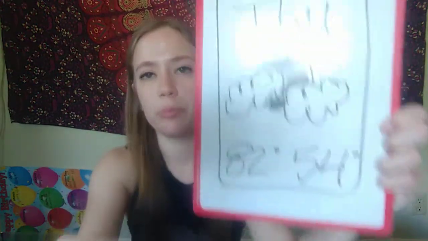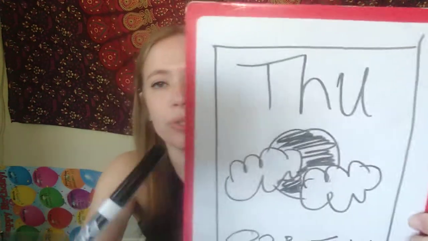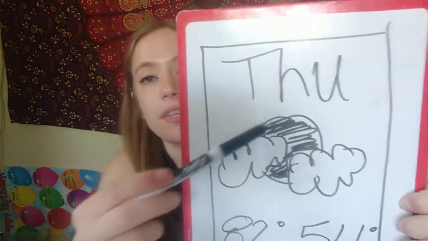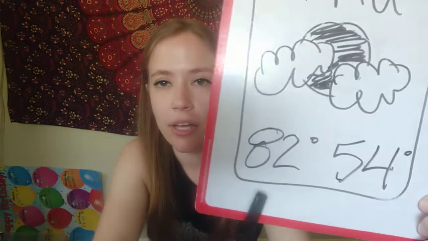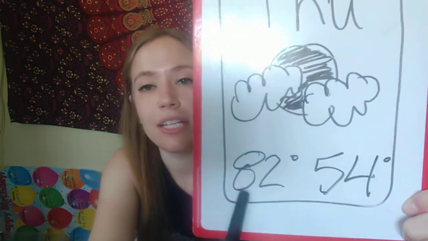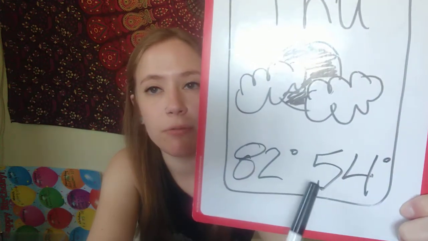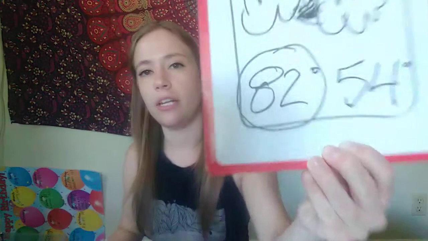So you have your blue box around Thursday. Imagine that's a blue box. THU, short for Thursday. The type of weather we're supposed to have tomorrow. And then which one of these temperatures is going to be our highest expected temperature tomorrow? 82 degrees or 54 degrees? So if you said 82 degrees, you are correct.